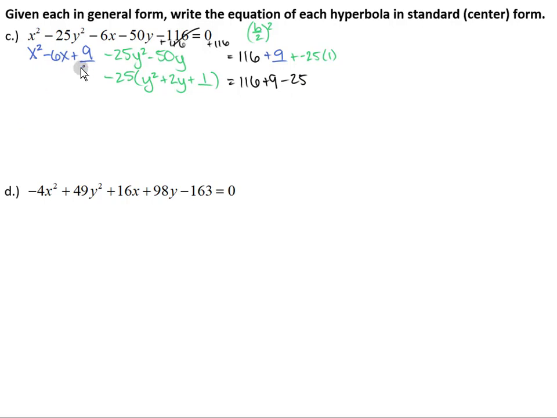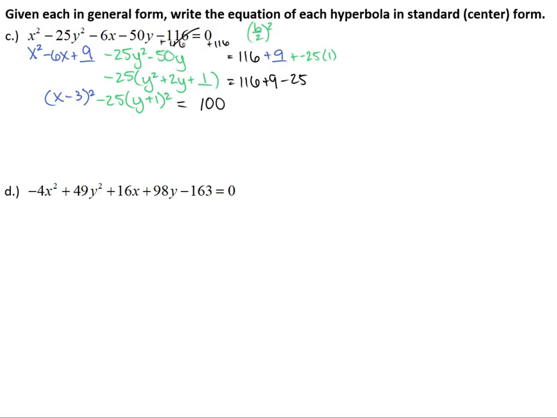And let's go ahead and write our perfect squares here. Half of b is negative 3, so x minus 3 squared. For our y values, we have this negative 25 on the outside. Half of 2 is 1, so y plus 1 squared. Equals, now I need to add all these up, which gives us exactly 100.